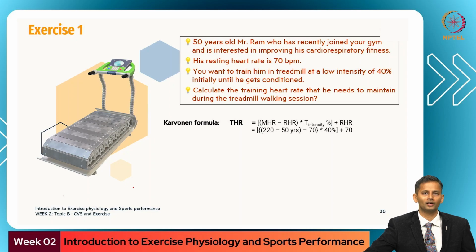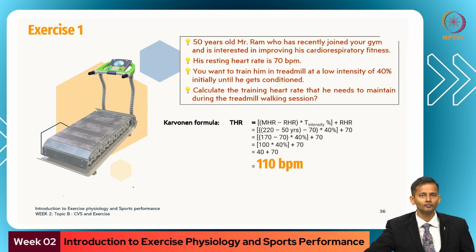Maximal heart rate is given by 220 minus age. Age here is 50 years. Then you reduce 70, which is the resting heart rate, from it, and then multiply it with the intensity that you want him to perform, that is 40%. And then you add the resting heart rate to it, which is 70. So that gives a value of 110 beats per minute.